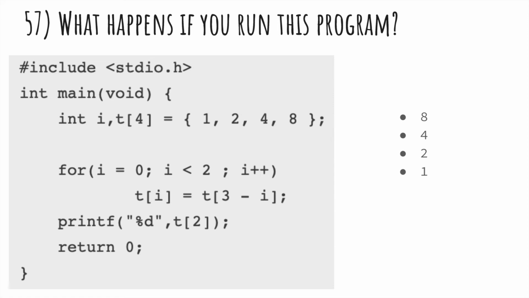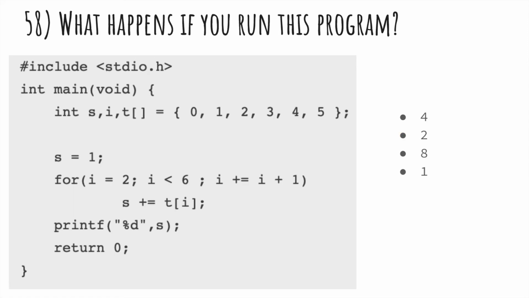So that's equal to 4. And then I is equal to 2. That's not less than 2. So we're going to print t of 2, which is 4. And that's your answer. And then in your next question, you're solving for s.